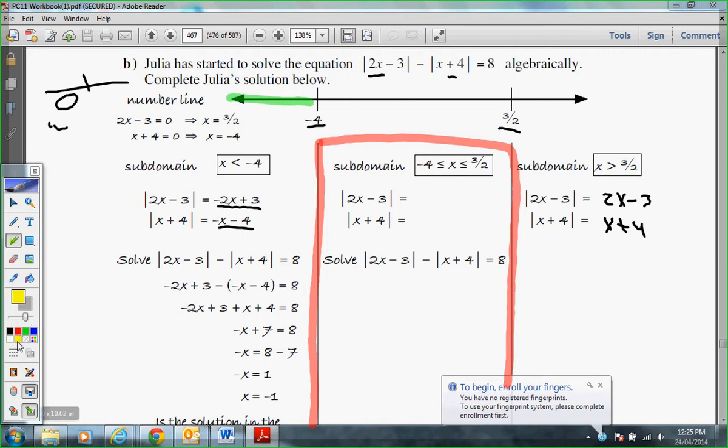Okay, then we just did this region. This is the far right region. This was our positive, positive. This was our negative, negative. Now we're talking about the middle region.